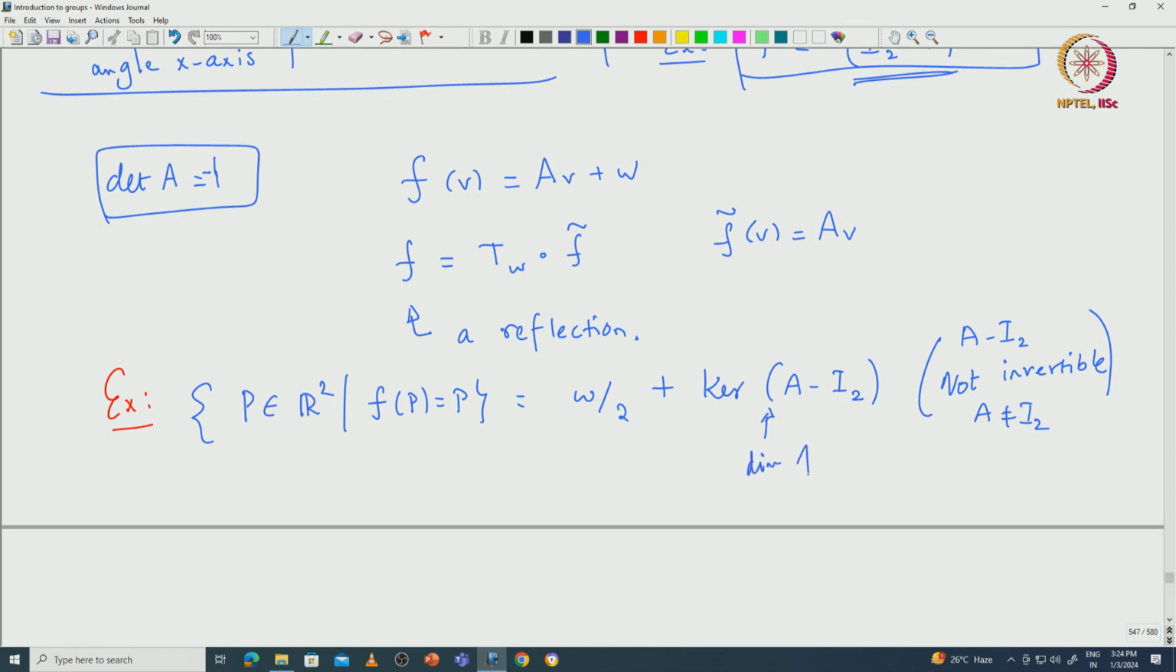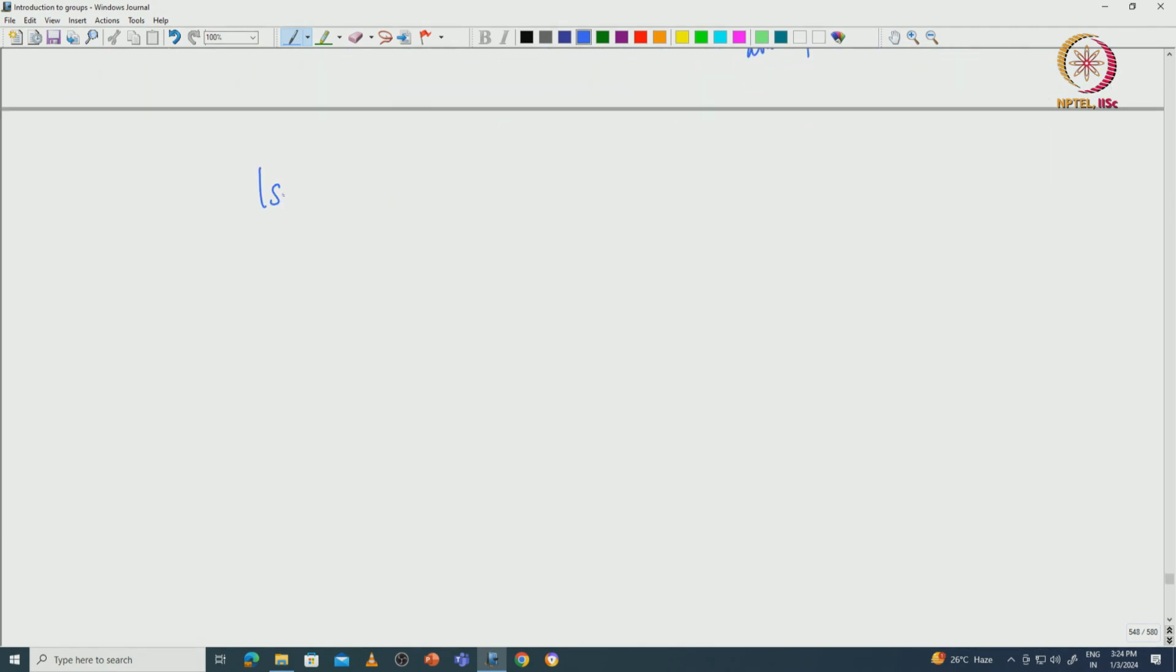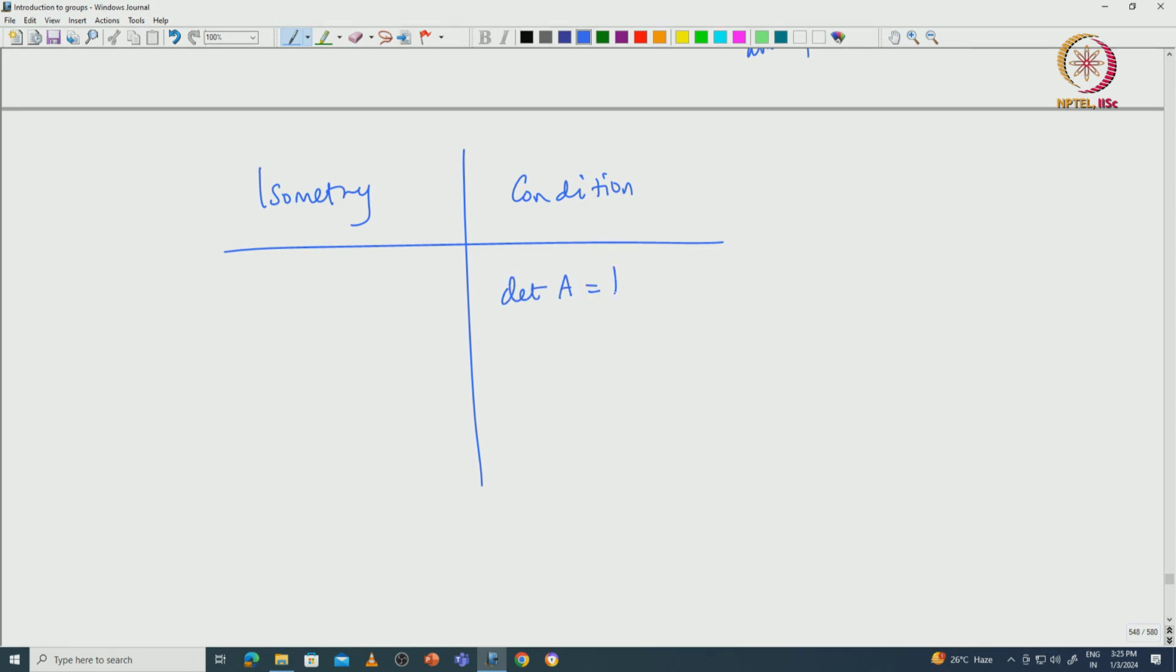So, this will have dimension 1, it is a line. Now you translate that line by omega by 2, then you get the line of reflection for this reflection. So this says, you get an isometry, and the corresponding condition is the following. When the determinant is 1 and, of course, A is not equal to identity, you are going to get a rotation.